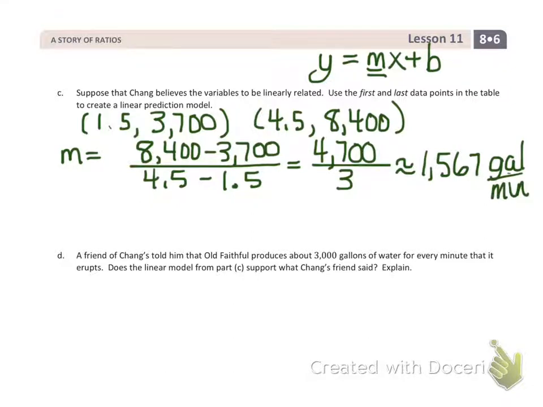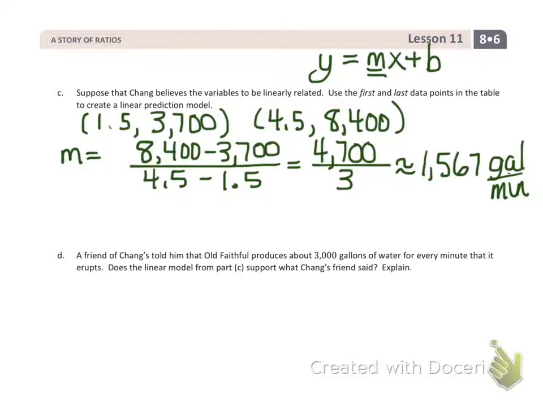Okay, so what is that slope value telling me? It's telling me that every minute that Old Faithful is erupting, another 1,567 gallons comes out of it. Okay, but that is our slope. So in order to solve for the y-intercept, we need to put in a point. So we'll do the first one.